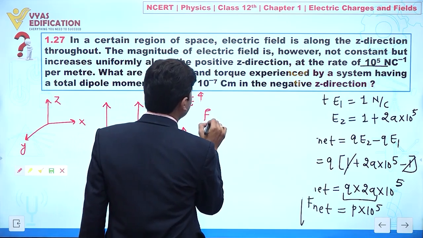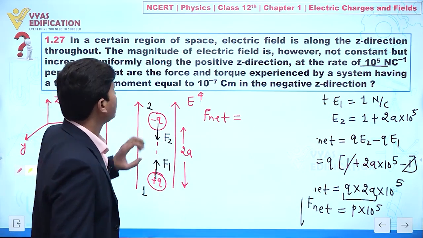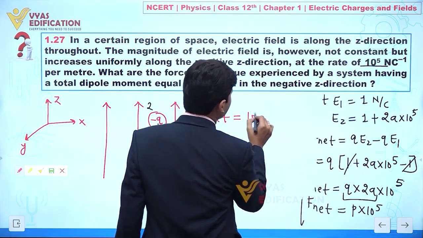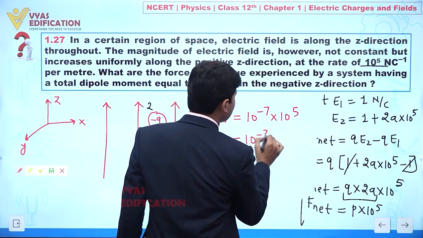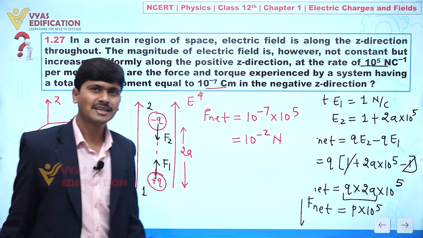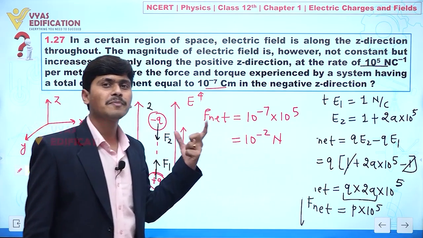The value of F net is given by P into 10 to the power 5. The P value is given as 10 to the power minus 7, so 10 to the power minus 7 into 10 to the power 5. From here we can say this is 10 to the power minus 2 Newton. Clear to everyone? So we have the value of force as 10 to the power minus 2 Newton.